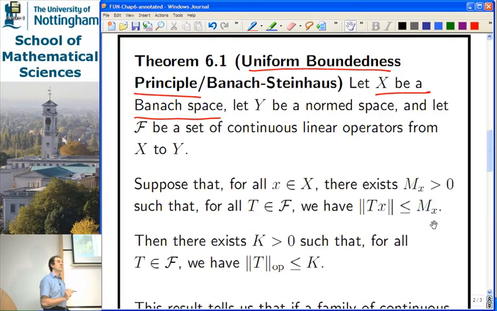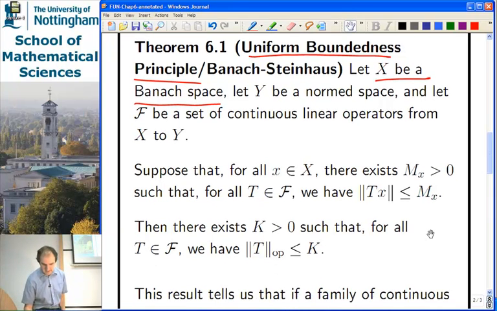The Uniform Boundedness Principle says that that's sufficient as well. If you're pointwise bounded as a collection of bounded operators on a Banach space X, then you're uniformly bounded. There's a global bound on the operator norms. And that's what it means. So that's what this says here.